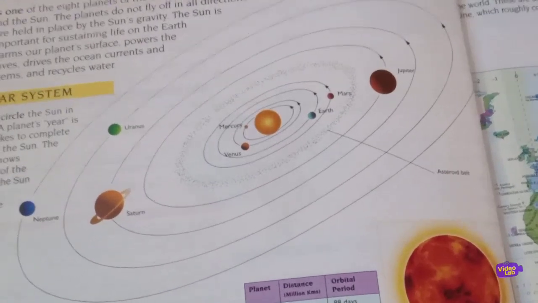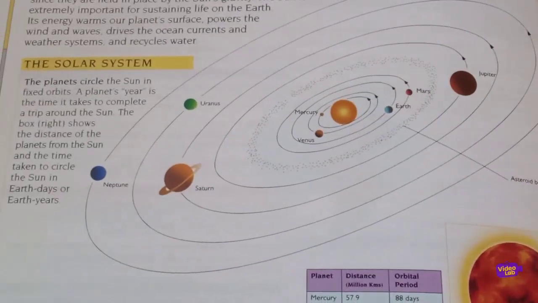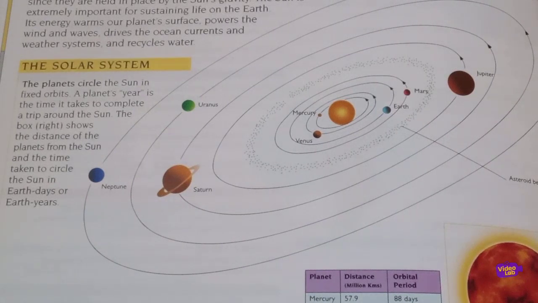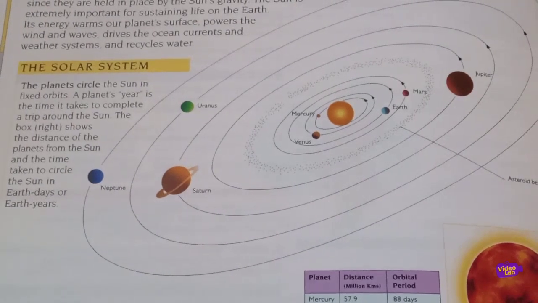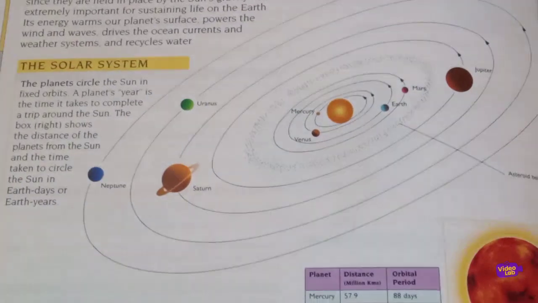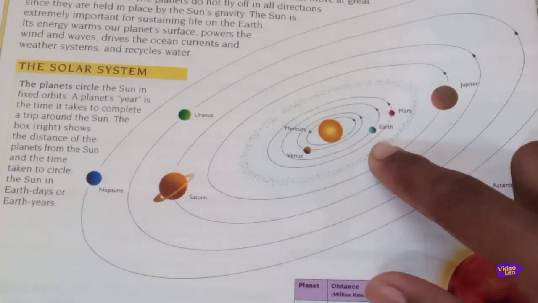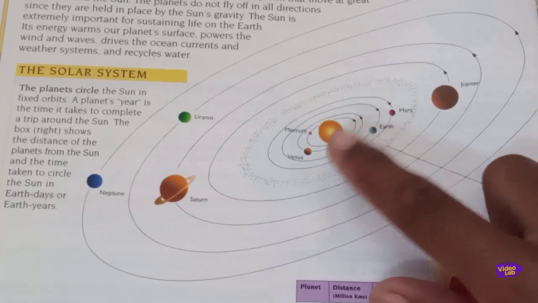So our next para will be the solar system. The planet circles the sun in a fixed orbit. A planet's year is the time it takes to complete a trip around the sun. The box on the right shows the distance of the planet from the sun and the time taken to circle the sun in Earth years. So in this diagram, all the planets are shown, and Earth is in the third place from the sun.